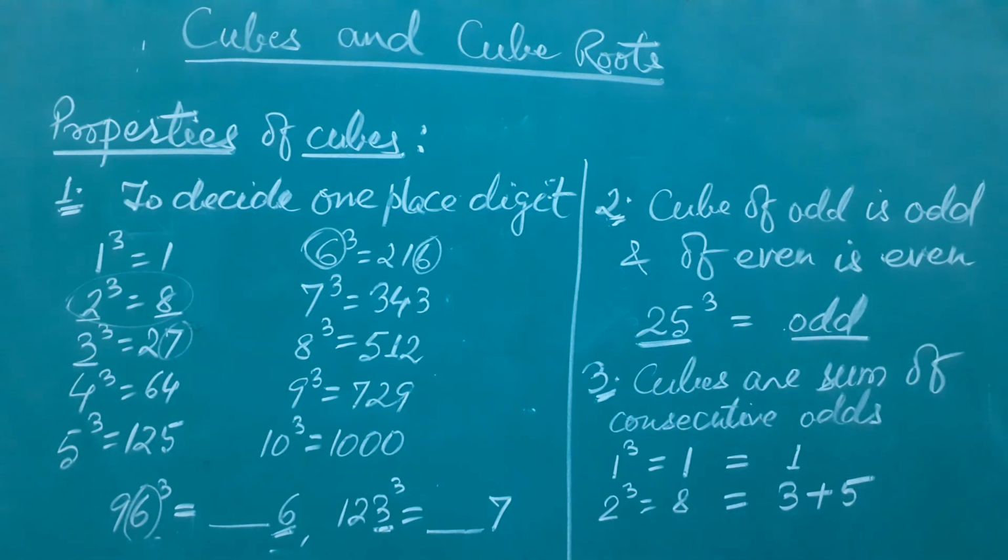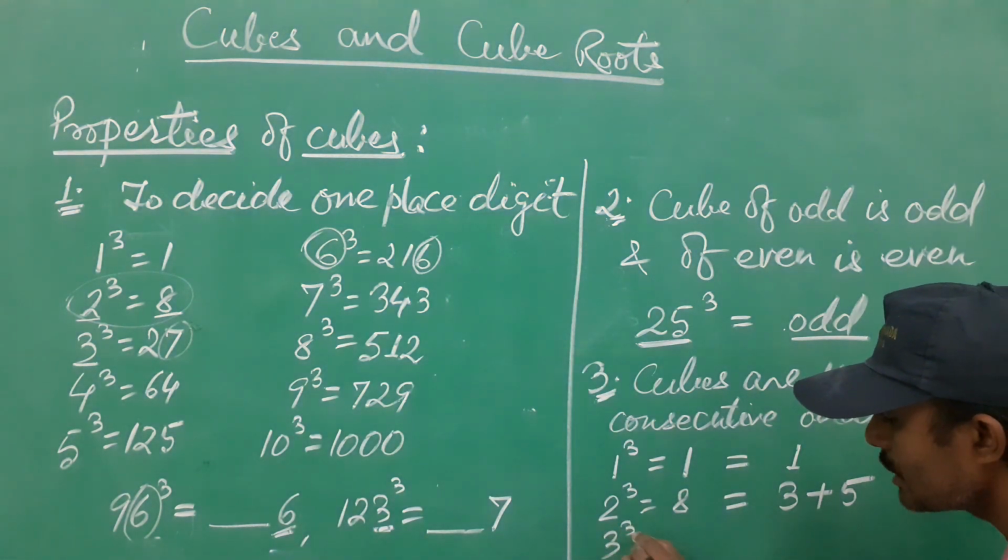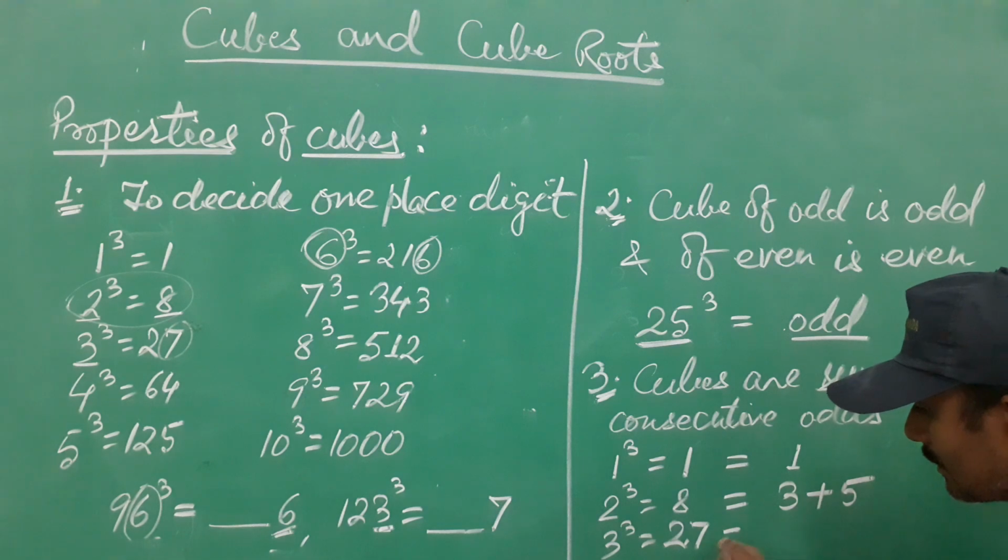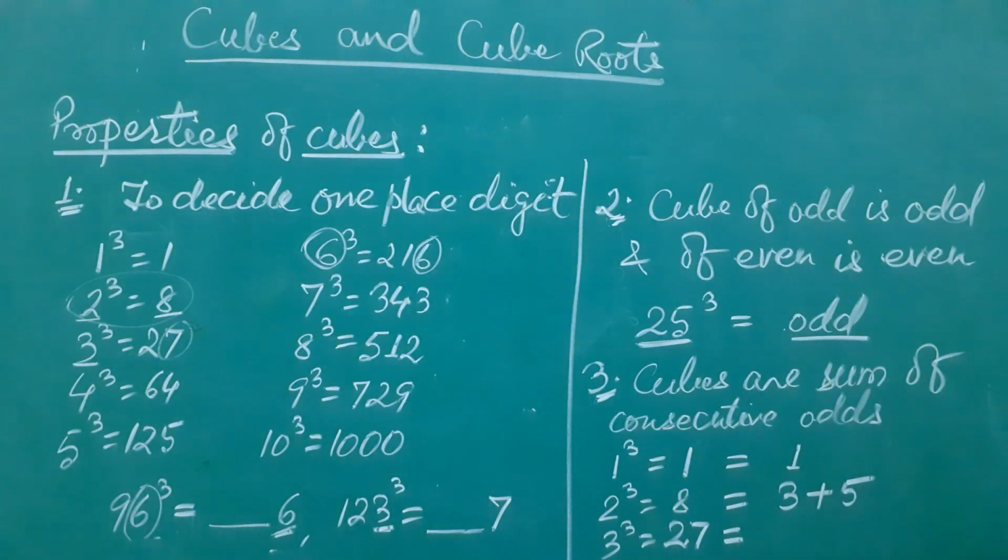Same thing we can think for 3 cube, which is 27. This is the sum of the next 3 odd numbers. For 2 cube, 2 odd numbers. For 3 cube, next 3 odd numbers. So next 3 odd numbers are 7, 9, 11. Just look, 11 plus 9 is 20, and plus 7 is 27. So 4 cube equals the next 4 odd numbers after 11: 13 plus 15 plus 17 plus 19.